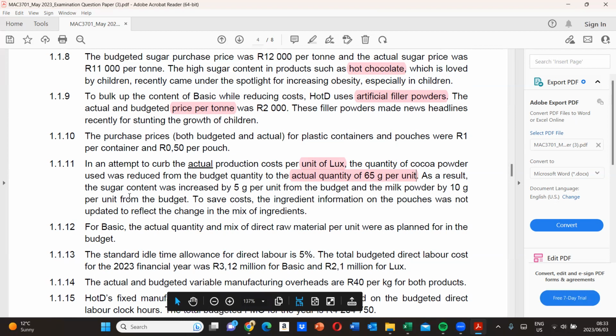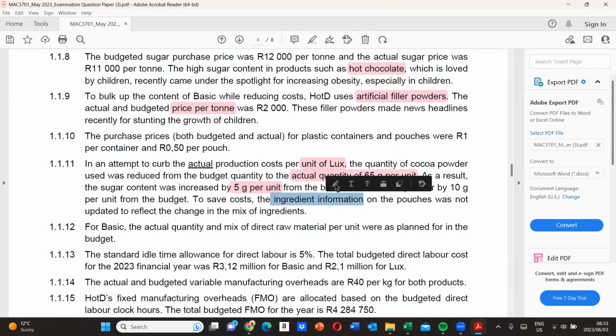As a result, the sugar content was increased by 5 grams per unit from the budget, and the milk powder by 10 grams per unit from the budget. To save cost, the ingredient information on the pouches was not updated to reflect the change in the mix of ingredients. For Basic, the actual quantity and mix of direct raw material per unit were as planned for in the budget.